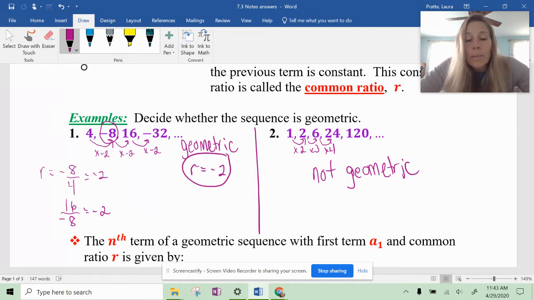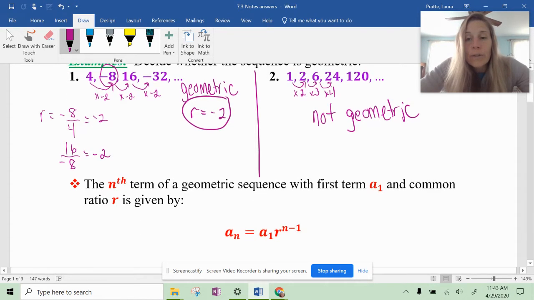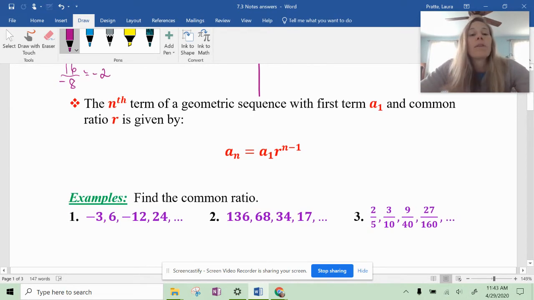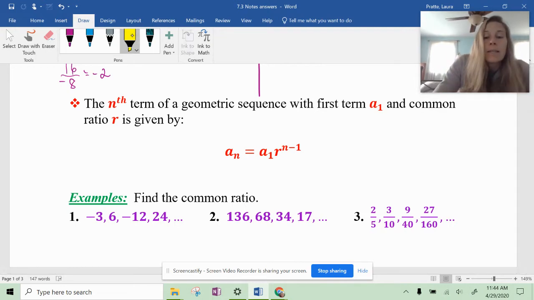So the nth term of a geometric sequence with the first term a sub 1 and a common ratio r is given by this formula here: a sub n equals a sub 1 times r raised to the n minus 1.